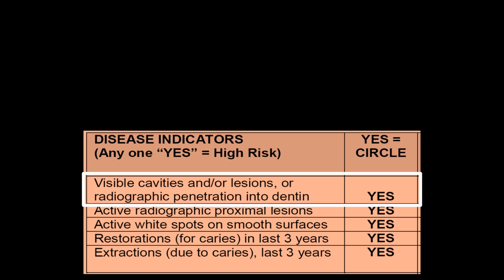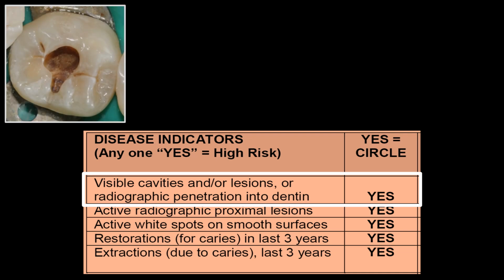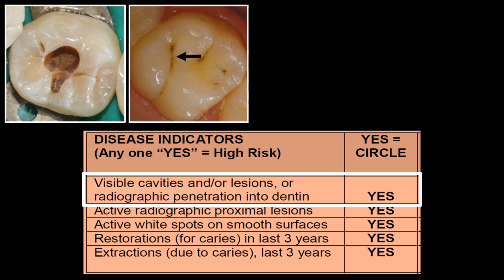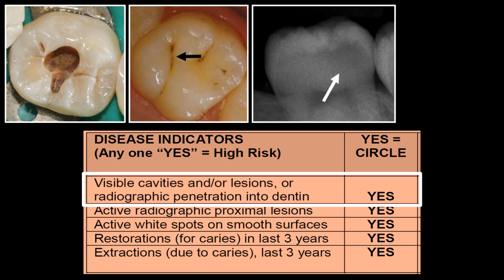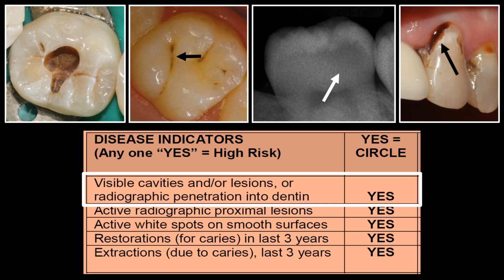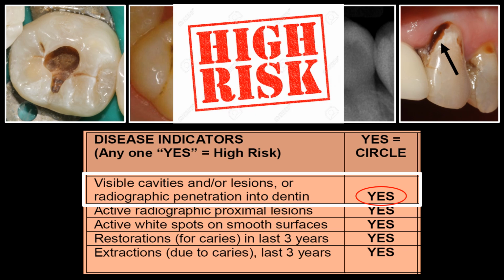So our first box to check reads visible cavities and/or lesions or radiographic penetration into dentin. Here is a cavitated lesion. Here's a non-cavitated lesion. Here's a radiographically evident lesion. And this lesion is a lesion on the root surface. If your patient has at least one lesion like these, you circle yes for this item, and your patient is at high risk.